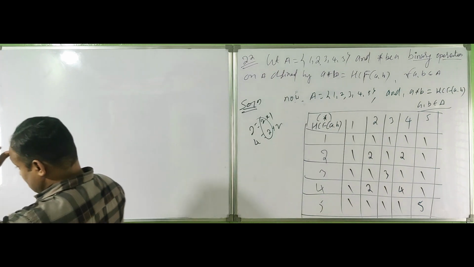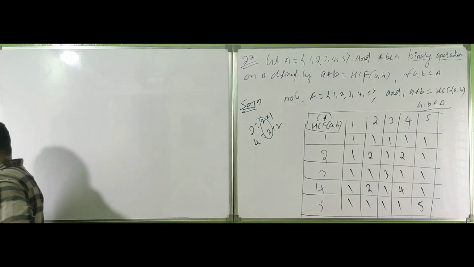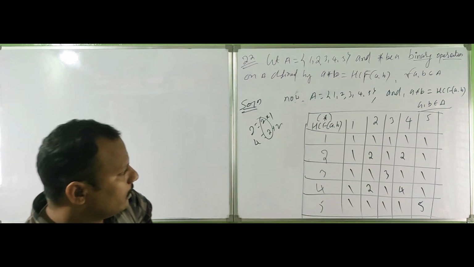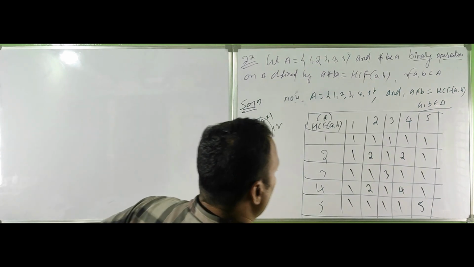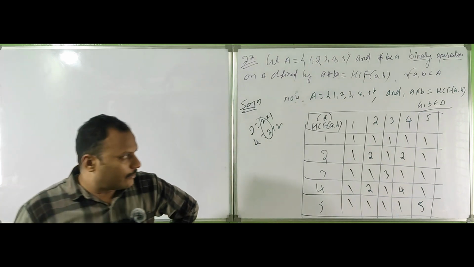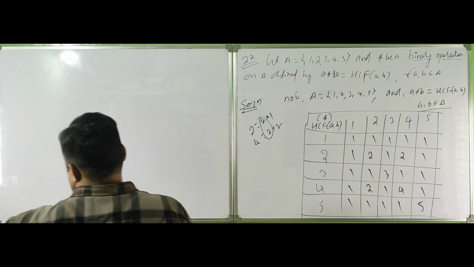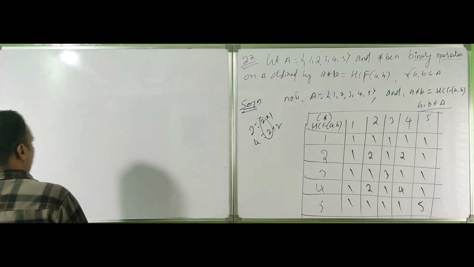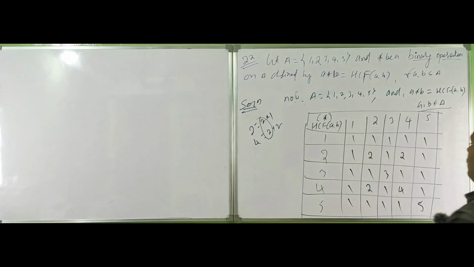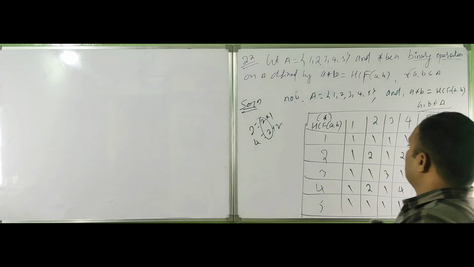Diagonal elements are 1, 2, 3, 4, 5. The table reads row by row: 1, 1, 1, 1, 1; 1, 2, 1, 2, 1; 1, 1, 3, 1, 1; 1, 2, 1, 4, 1; and the last row 1, 1, 1, 1, 5. Our table is right. First question is done.